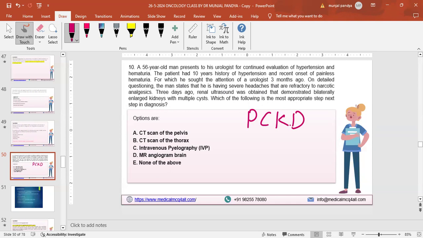Brain. Right. So what do you want to do? Aneurysm should be ruled out. Wonderful. So aneurysm should be ruled out in the brain. So what is the condition? What is the correlation between kidney and brain? Why do you want to do an MR brain angiogram?